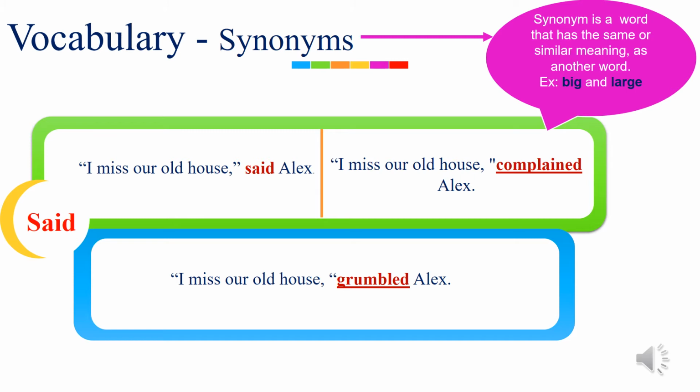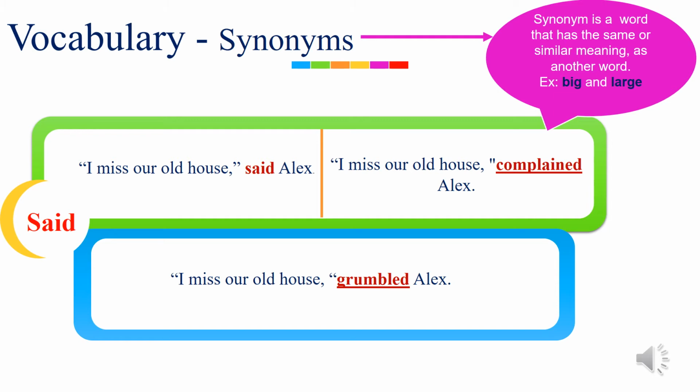Now, what are the synonyms for the word said? So now we are going to look at some words that give a similar meaning as said. Children, I have underlined synonyms for the word said in red. These underlined words give the same or similar meaning to the word said. I miss our old house, complained Alex.